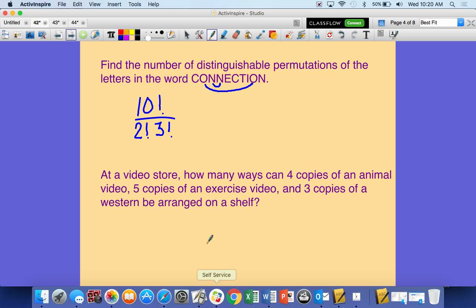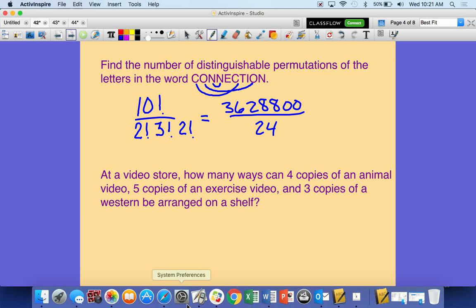Do I have any other letters that double up? Yeah, I have 2 C's here also. So then there's that 2 factorial there also. And then we simply solve this one. So 10 factorial is 3,628,800 over 2 times 6 times 2. 2 times 6 is 12, times 2 is 24. Divide that by 24. We get 151,200 different ways of writing those 10 different letters.